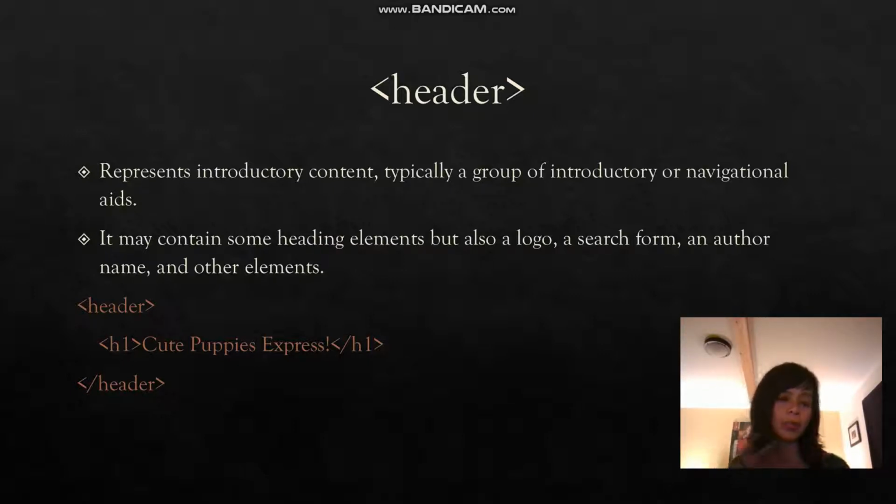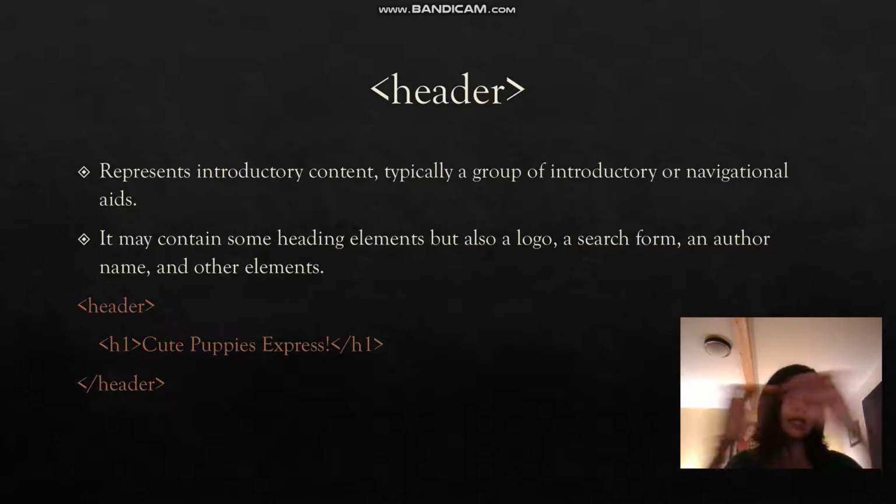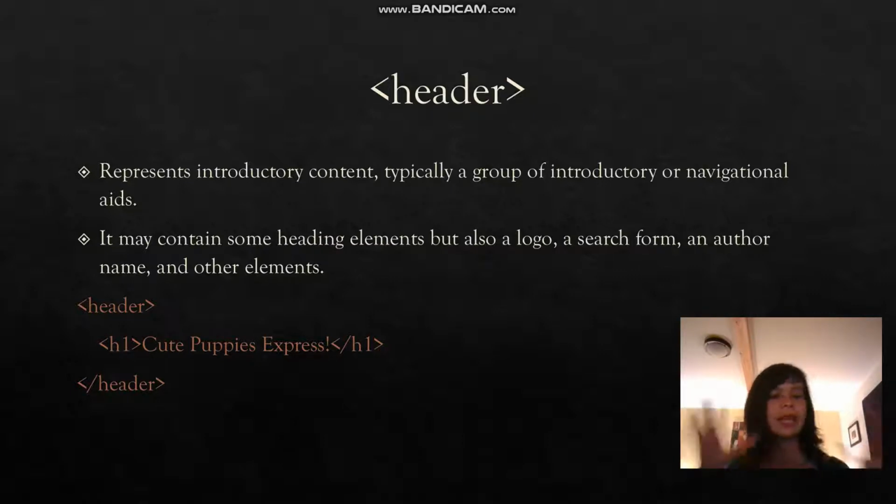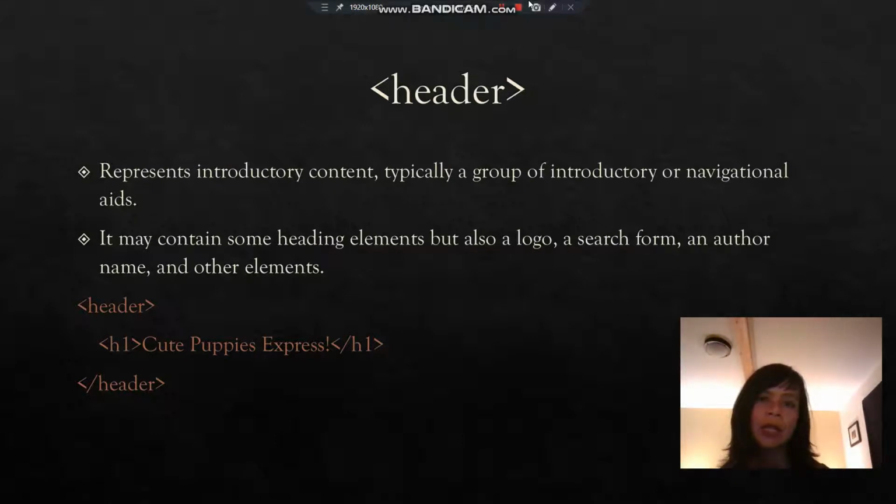So most web pages would probably start with a big block of things, right? Be it the menu bar or a big beautiful image that goes across the page. This is the header, the header of the web page. So it represents introductory content, usually a group of introductory or navigational aids. So it could be a big banner across showing a beautiful image, or a big menu bar across. It also can contain some heading elements, or maybe even a logo, a search form, an author's name, other elements. So here we have header, and inside header you might have a heading.